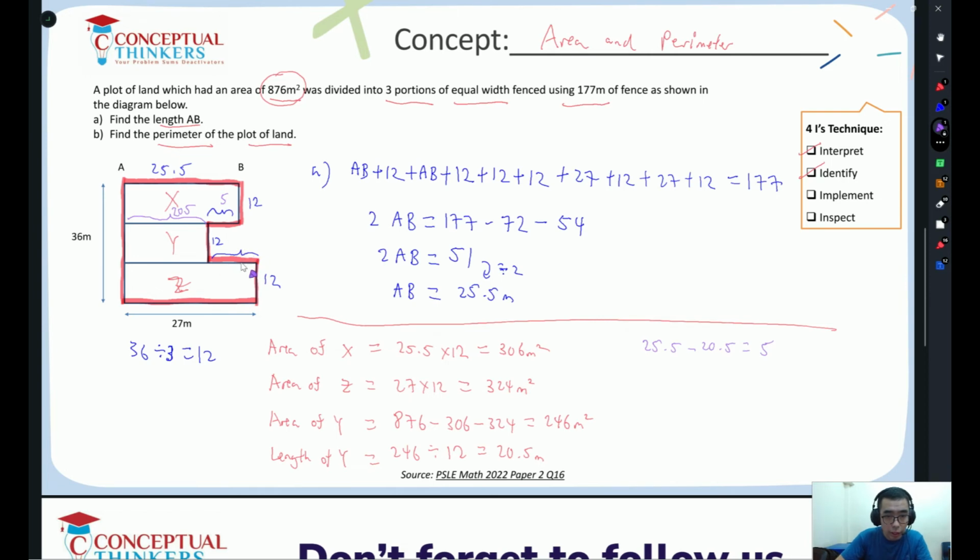Okay, so next I'm going to find this. Since we know that this is 20.5, I can take 27 minus away 20.5. That will give me 6.5. So I'm going to get 6.5 here.